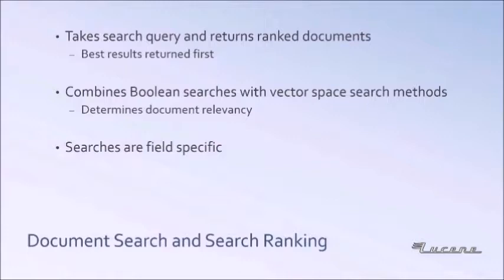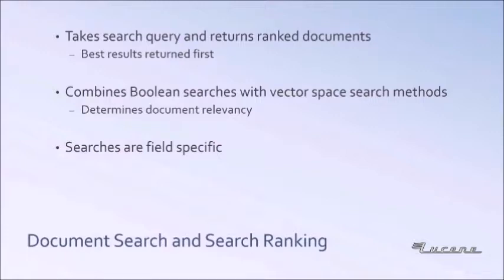In general, the idea behind the VSM is the more times a query term appears in a document relative to the number of times the term appears in all the documents in the collection, the more relevant that document is to the query. It uses the Boolean model to first narrow down the documents that need to be scored based on the use of Boolean logic in the query specification.